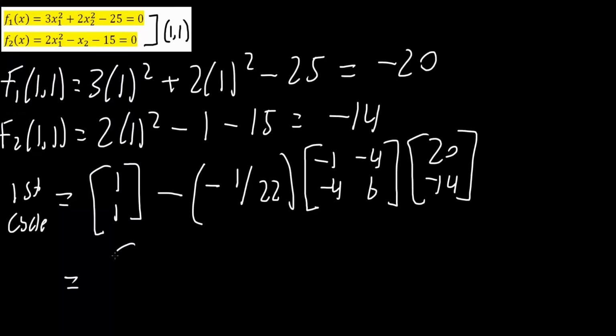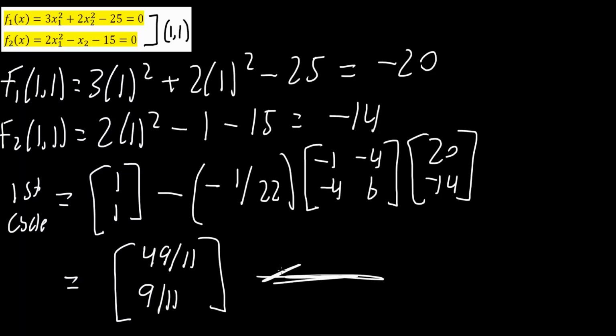And so we get 49 over 11 and 9 over 11. This is the first cycle. So first cycle. We want to do 2 cycles to be more accurate.